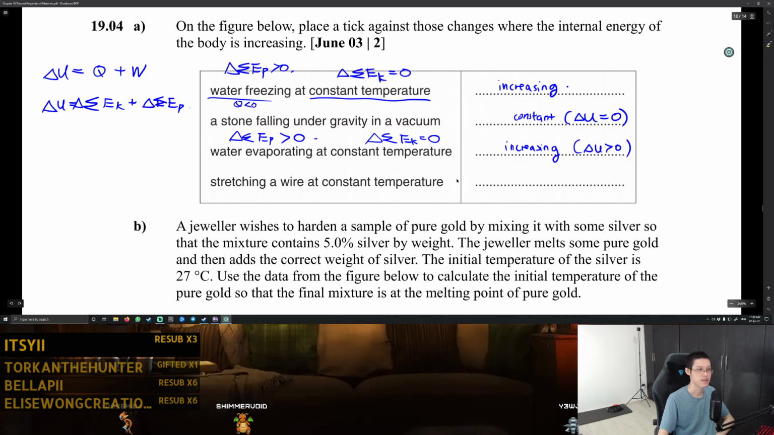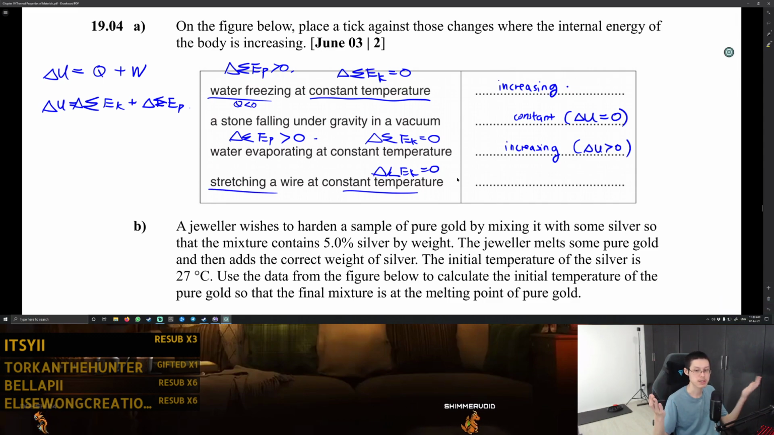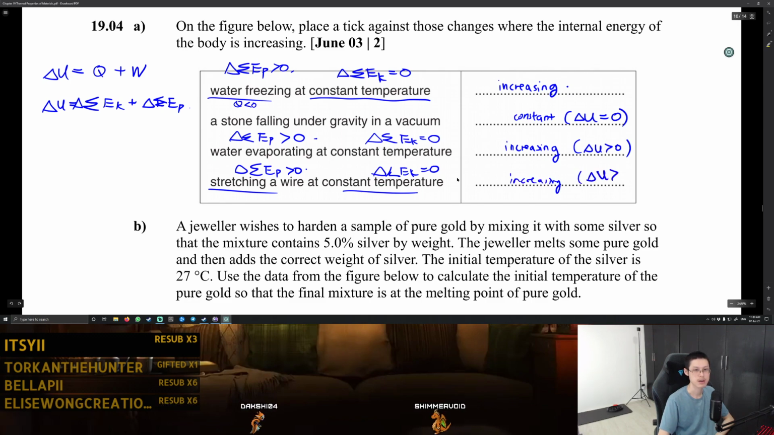Okay. Part 4, stretching a wire at constant temperature. Again, same thing. This guy is 0. Stretching means you are increasing the average separation of the molecules, so therefore this guy should be greater than 0. Again, this should be increasing. There. Okay, so that's it.